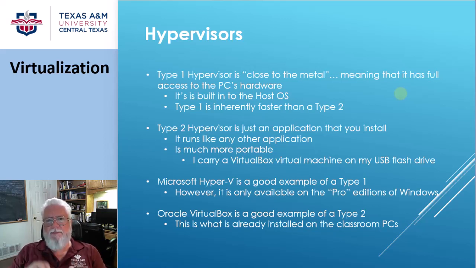I can work on something at the office, unplug it, have it on a USB drive, go to the classroom, plug it in, pick up where I left off, unplug it, go home and plug it into a third machine, and it all just works. That is fantastic. So Microsoft Hyper-V is an example of a type 1. And then VirtualBox is an example of a type 2. And we already have VirtualBox installed in the classrooms.